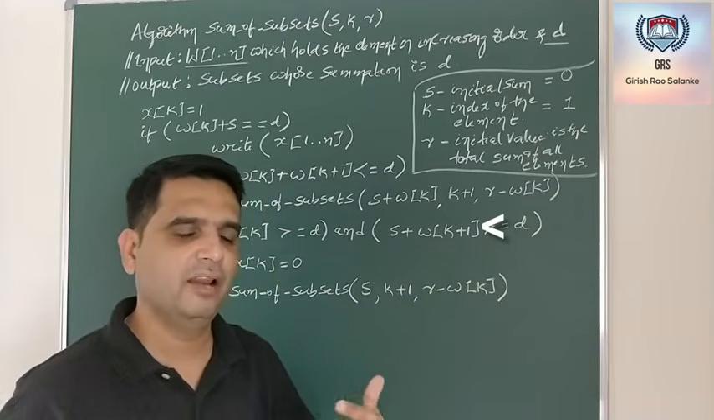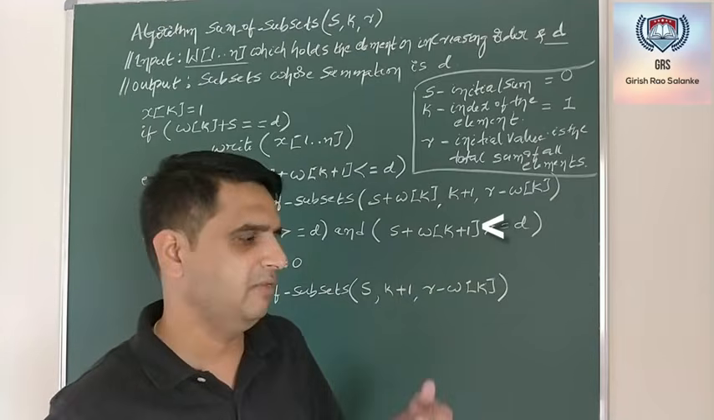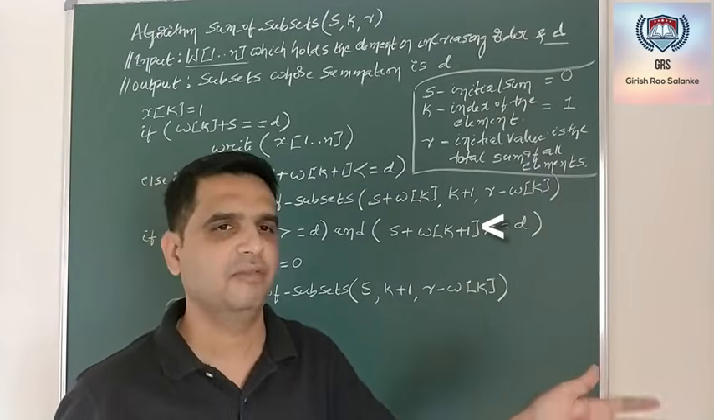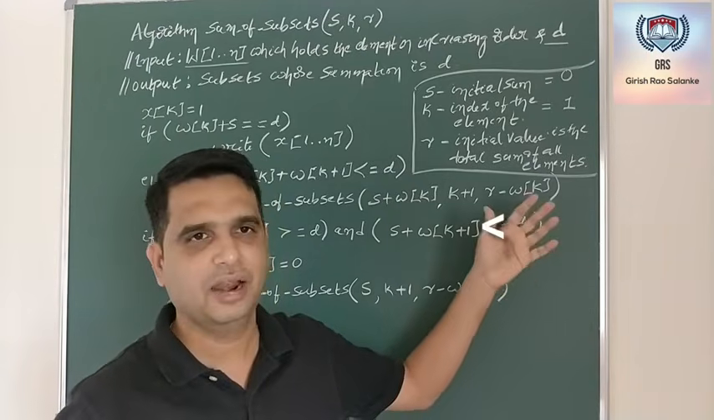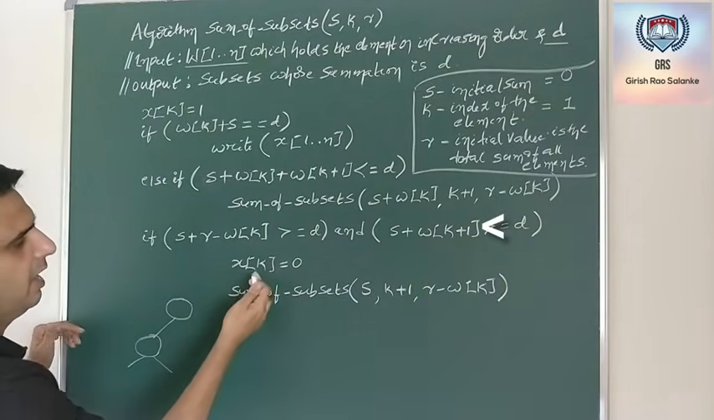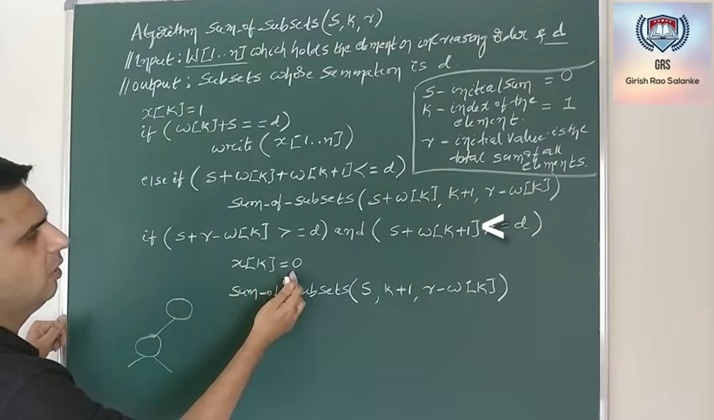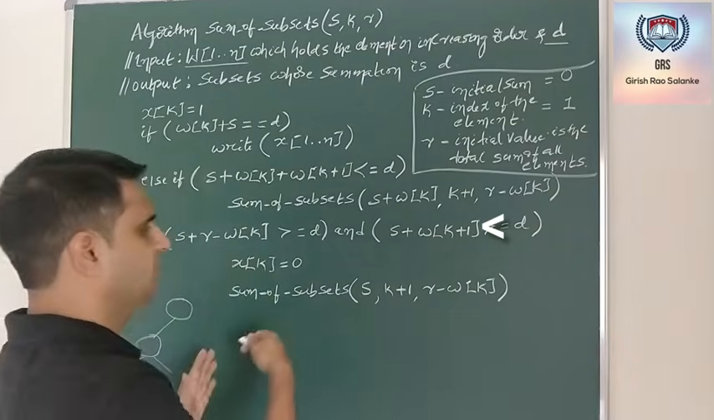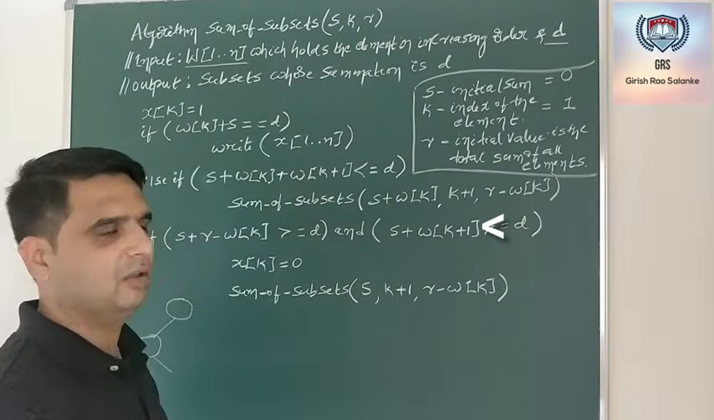If the final value was supposed to be 7 and the previous value is already 6 and the next element is 5, 6 plus 5 is 11, which is greater than D, then in that particular case there is no need to take that particular element. So I am having X of K equal to 0 and then I call sum of subset for the remaining thing. In the sense it goes back and it builds the tree on the right side.